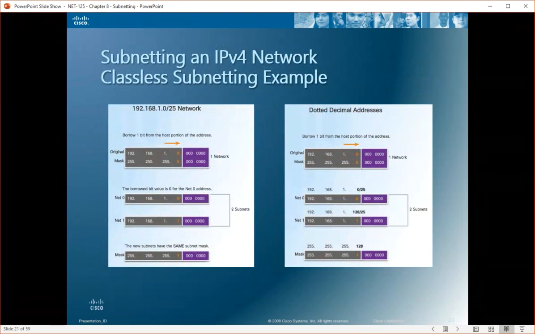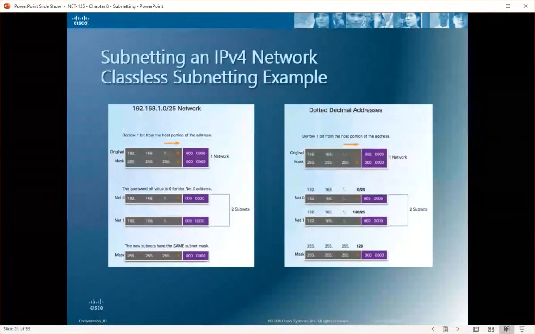So here we have a subnetting example for a /25. We're going to borrow 1 bit, and then we have that 2 subnet value set up, either a 0 or a 1. And the new subnets will have the same subnet mask, because remember, the comparison between a 0 and a 1 and a 1 and a 1 is always going to yield 1, right?